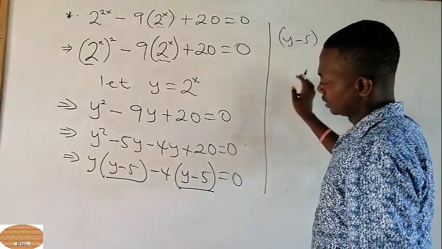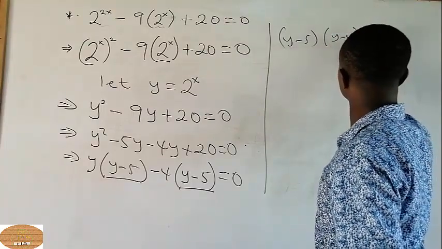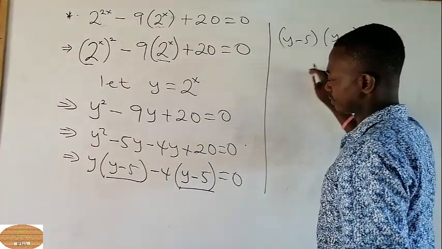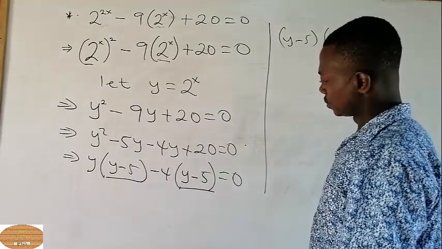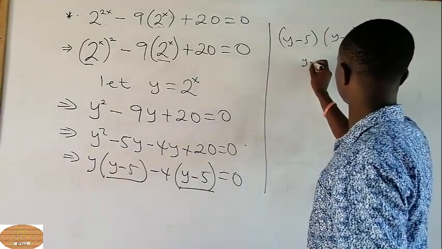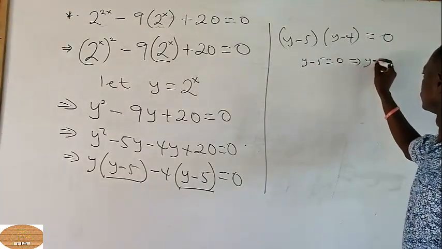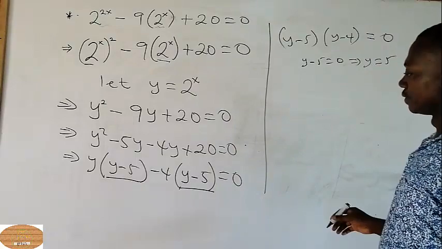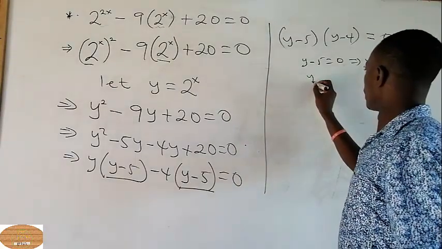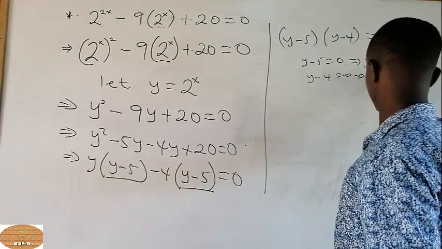Then the coefficients y minus 4 equals 0. Alright, so let's solve this one. y minus 5 is equal to 0, therefore y is equal to 5. And also y minus 4 is equal to 0, therefore y is 4.